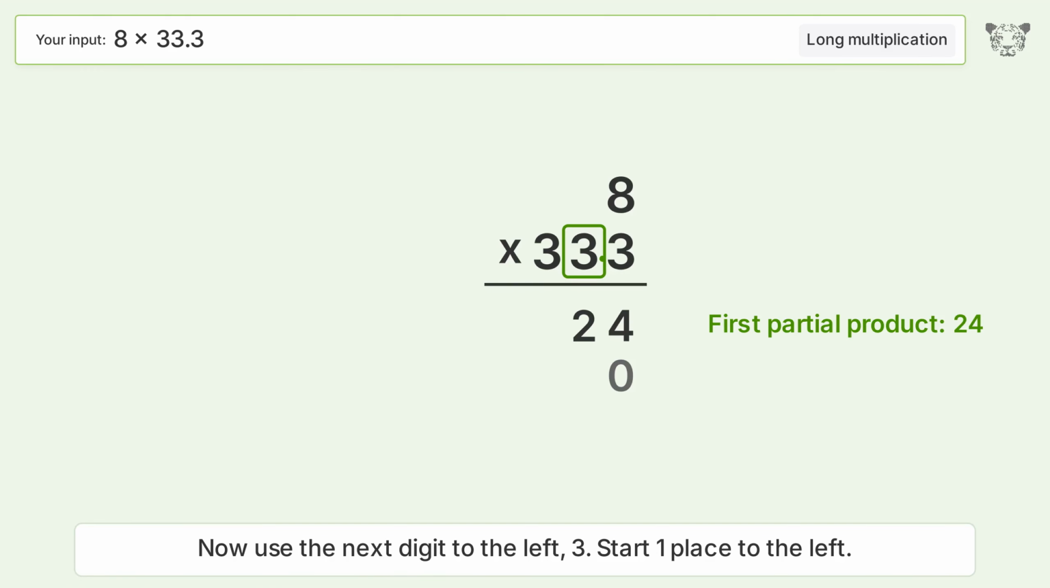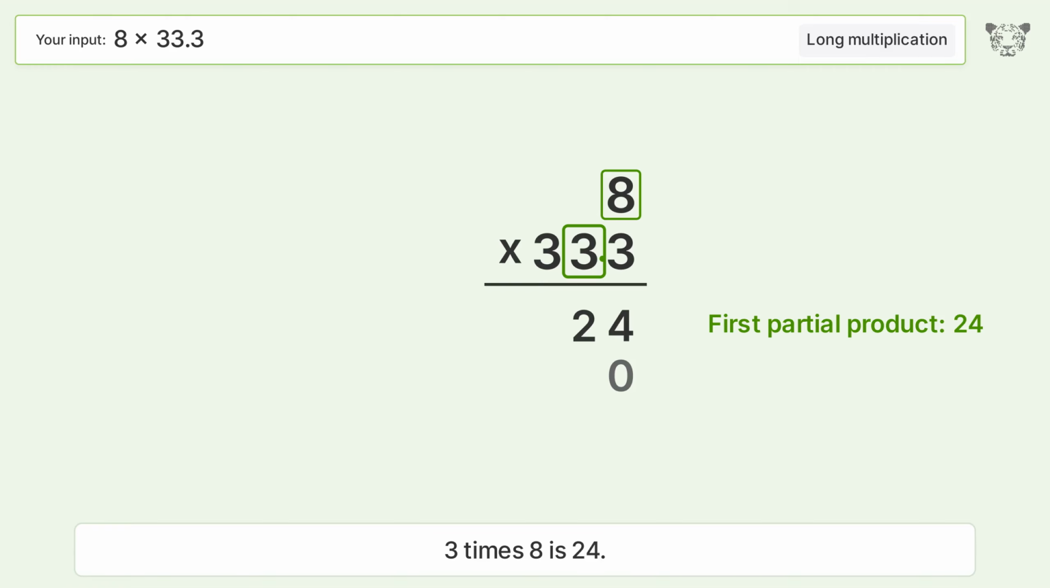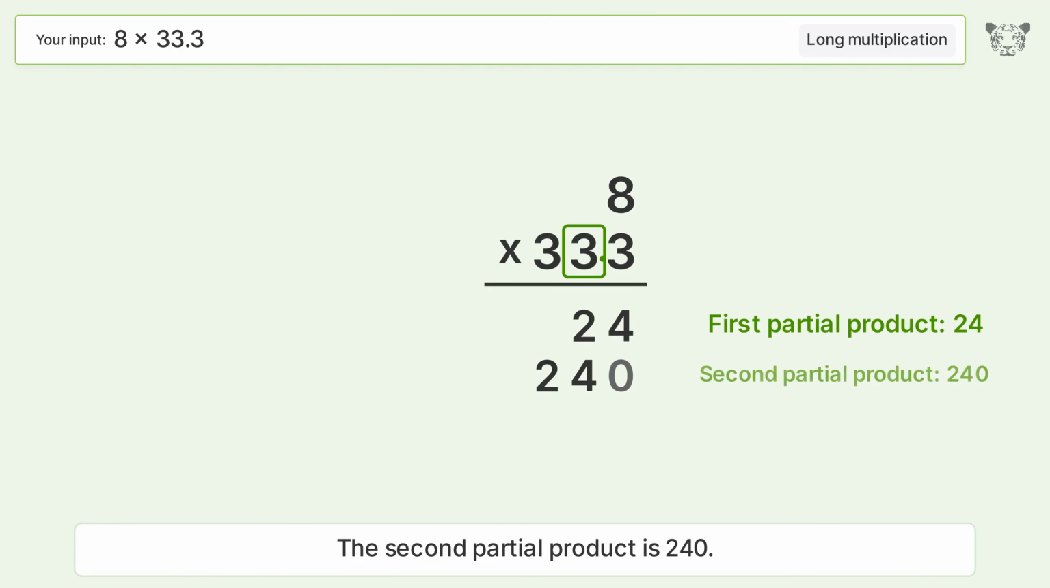Now use the next digit to the left, 3. Start one place to the left. 3 times 8 is 24. The second partial product is 240.